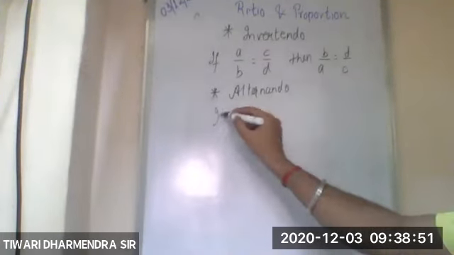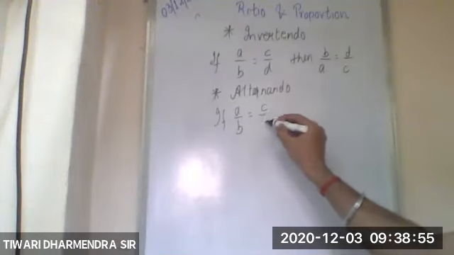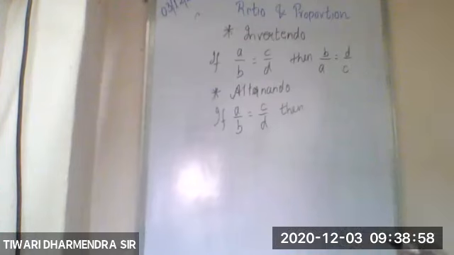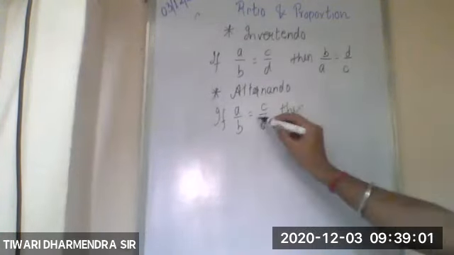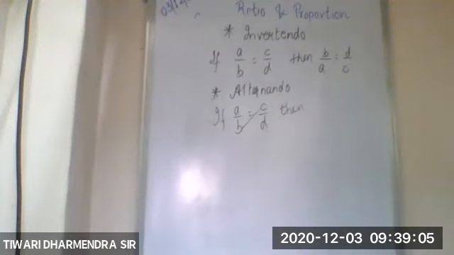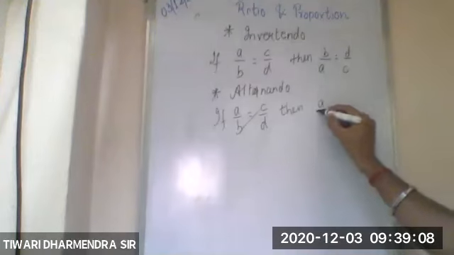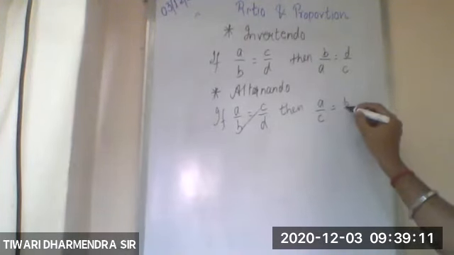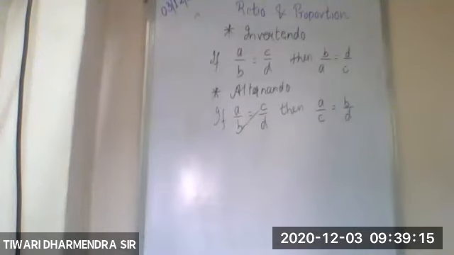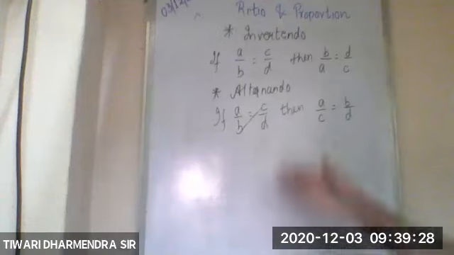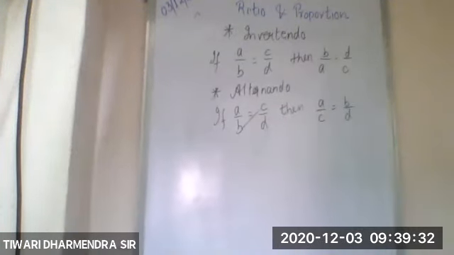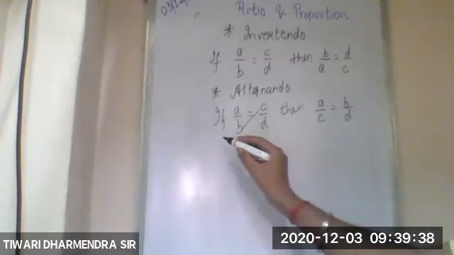So alternando: if a by b is equal to c by d, then alternando says alternate. Alternate means these two parts get exchanged, the others remain the same. That is, a by c will be equal to b by d. This is the property which is to be applied on the given two ratios if they are equal, and they get converted from a by b equal to c by d to a by c equal to b by d. Hope even this step is clear. Well, now we'll move to the next property, that is componendo.